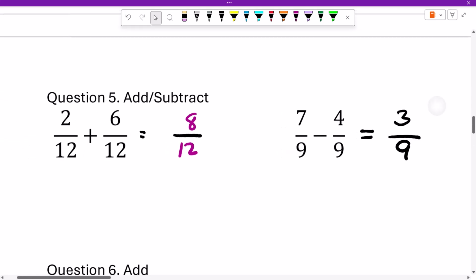Fabulous job with both of these answers. I would probably give you 1.5 marks out of 2 for them, because there's something we forgot to do. Simplify. And we do that not at the beginning, but at the very end with adding and subtracting.